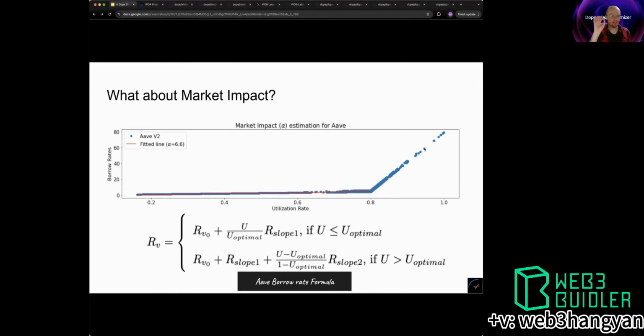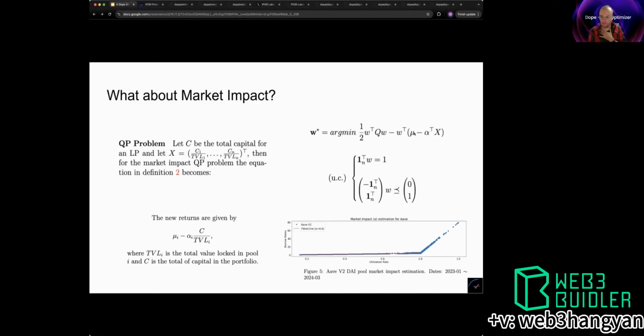The blue dots are actually data that I got from Chain, and the red line is the fitted line. The idea on the next slide is to change the returns to be based on how much money we put on the pool. I don't want to go into details here. There is a white paper on the Dope repo, so you can have a look at that later.